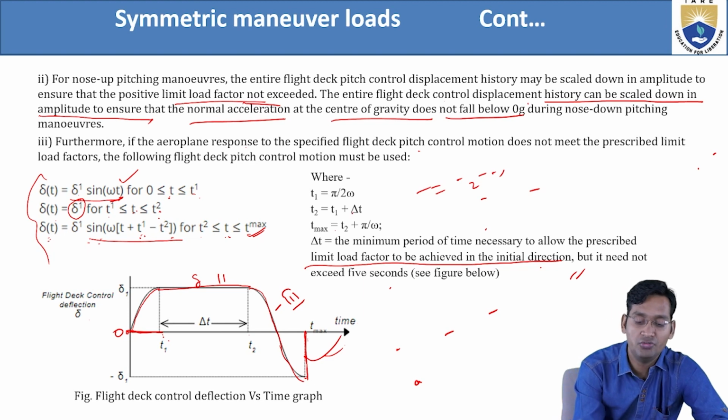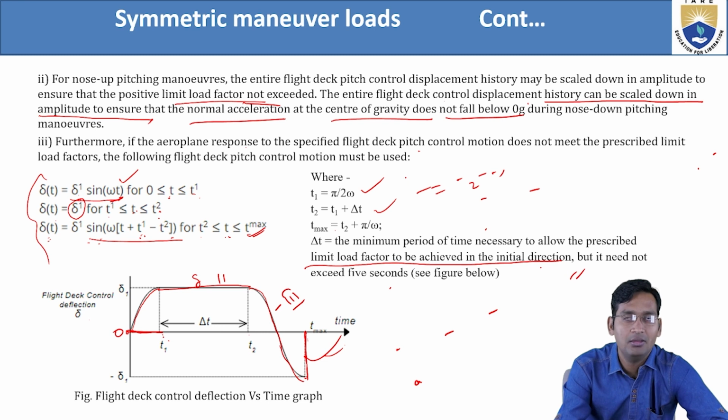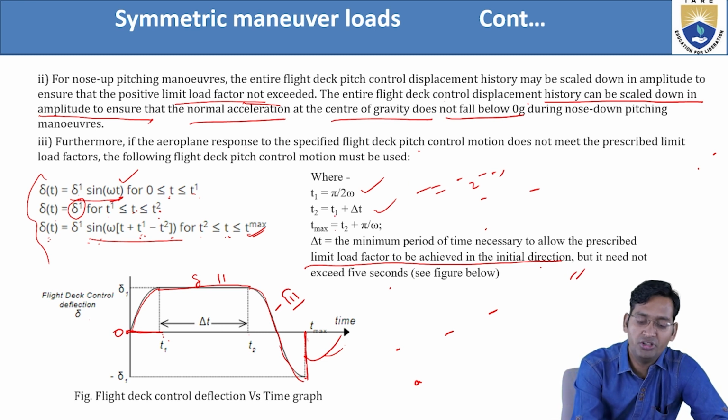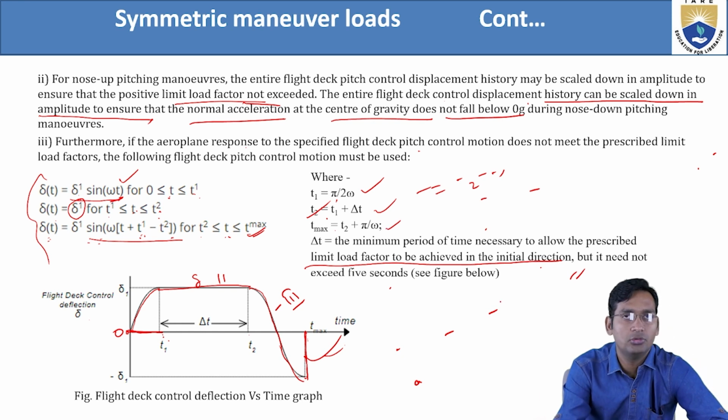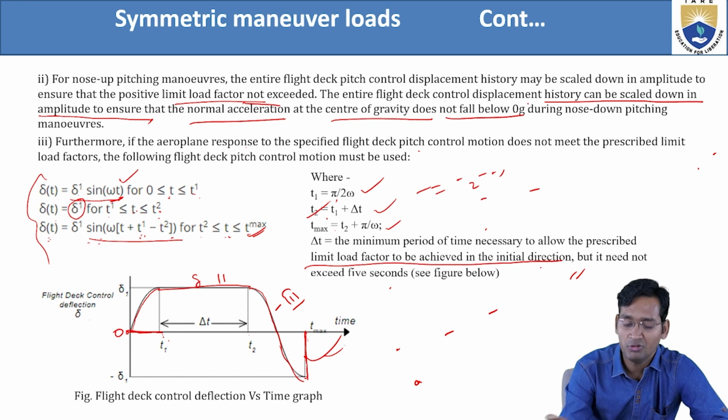So what is T1? T1 is pi by 2 omega. T2 is T1 plus delta T. Now put that here and you will get T2. What is T max? T2 plus pi by omega. That I already showed solved. What is delta T?